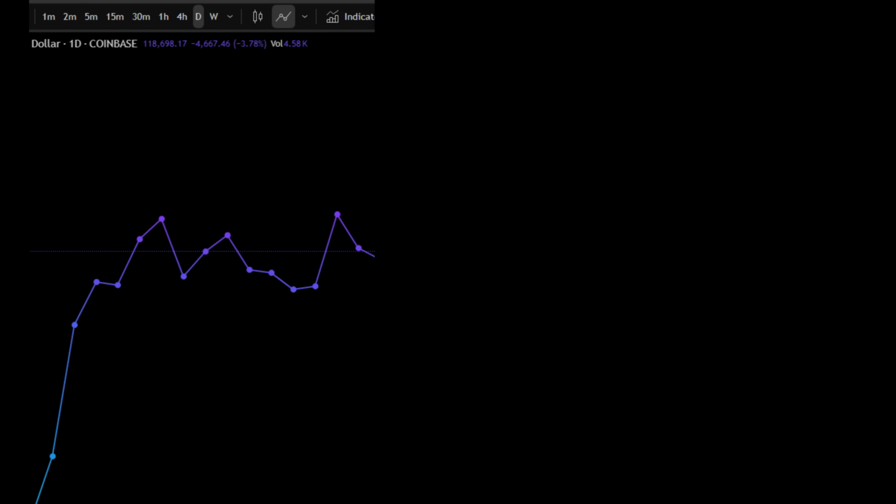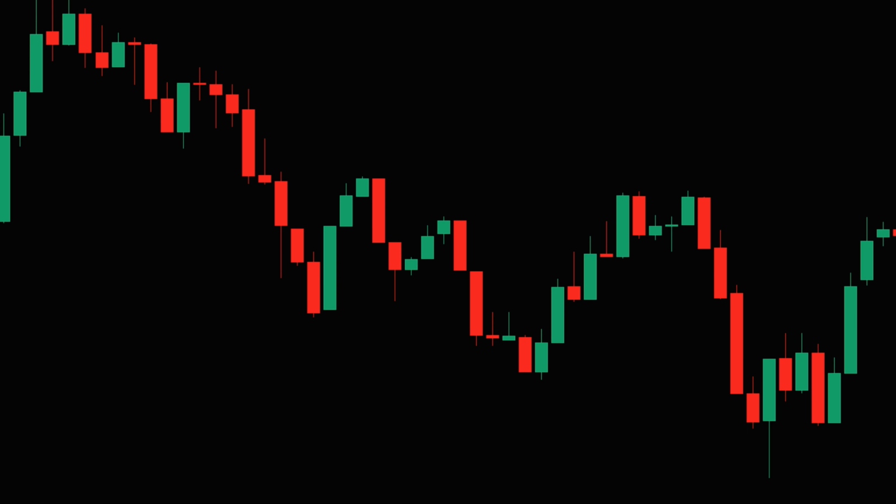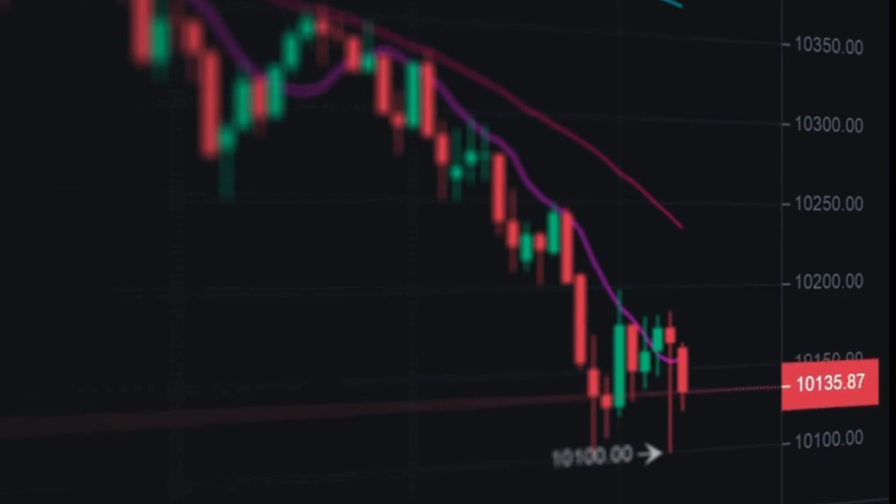If you've only looked at line charts, you'll notice they connect closing prices with a simple line. That can be helpful, but it leaves out a lot of detail. A candlestick gives you the full picture. It shows the open, the high, the low, and the close for that period. With that extra detail, you can see not only the end result, but also the struggle between buyers and sellers along the way.